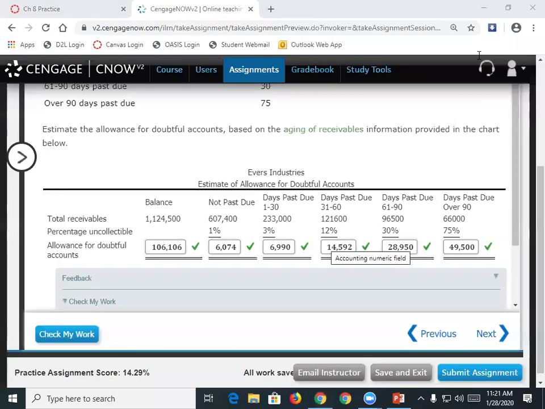Okay. So what we do now, we're going to go back to the PowerPoint because we're going to learn what to do with this number. Your assumption might be, well, we would just debit bad debt expense and credit allowance for doubtful accounts, 106,106. That would be incorrect. So yeah, we're going to look at that. If only it were that simple.